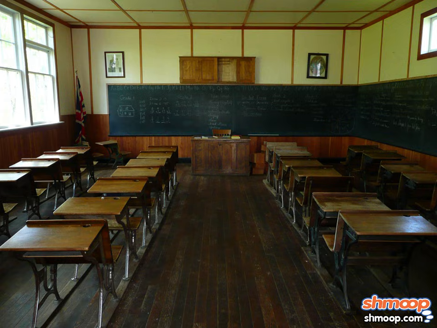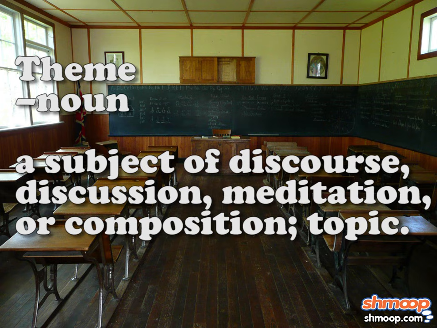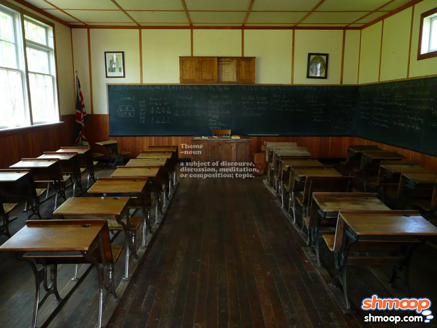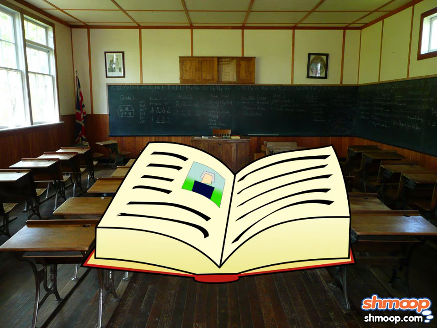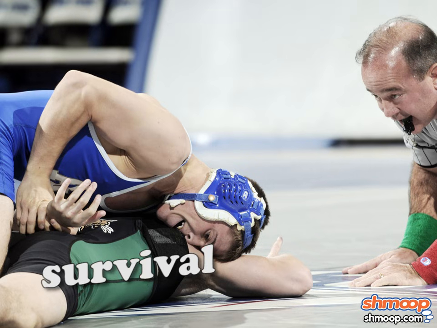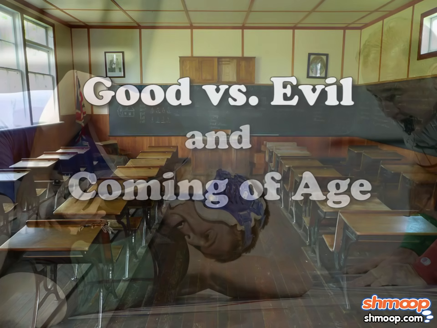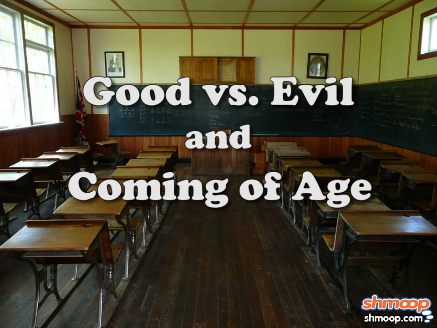Okay, so that definition of the word is a fairly broad one. We can narrow our focus a bit by concentrating on universal themes. A universal theme is one that pops up so often in many different books that it must be a concept that people are wrestling with in some way. Good versus evil and coming of age are two universal themes, for example.